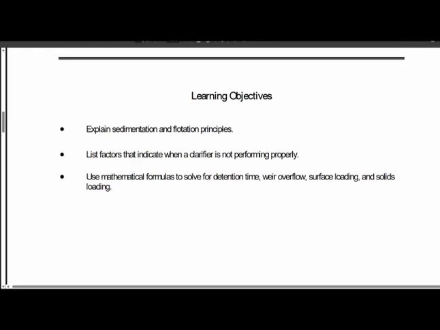In this segment, we're going to explain sedimentation and flotation principles, list factors that indicate when a clarifier is not performing properly, and we're going to go over a little bit of math. Okay. Well, the math is so you can learn your detention time, your weir flow rate, surface loading, and solids loading.